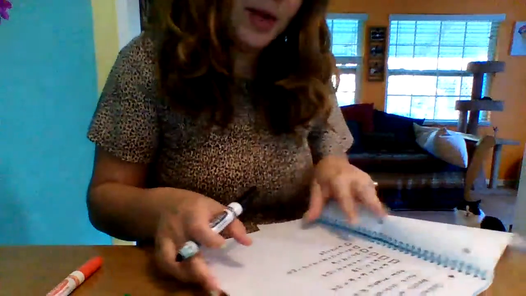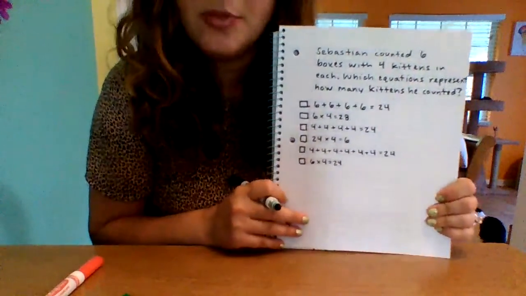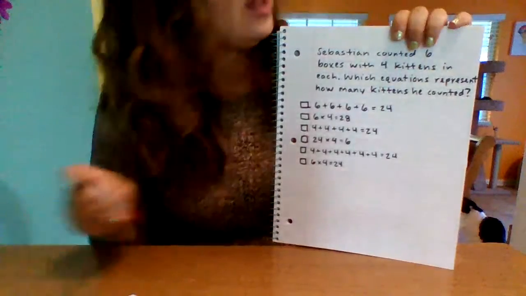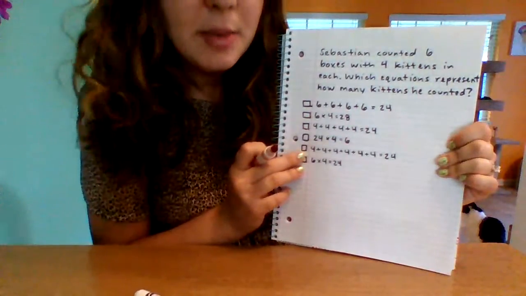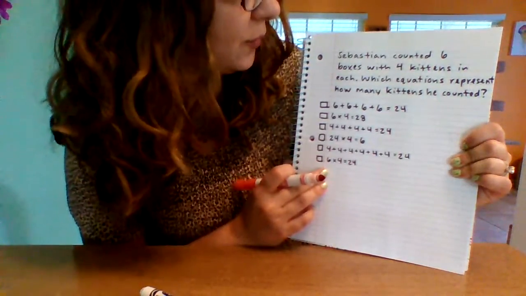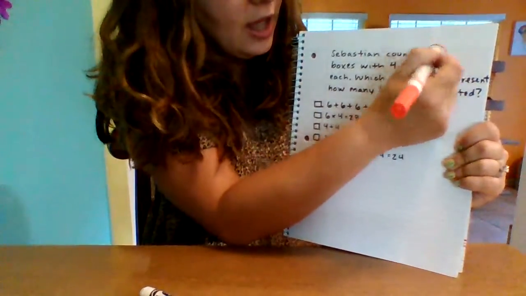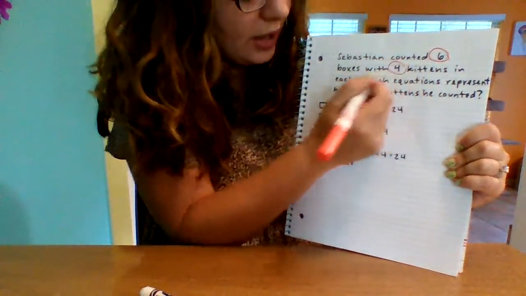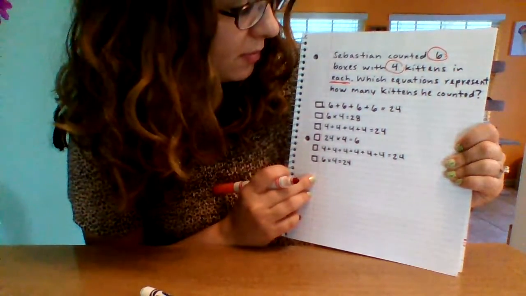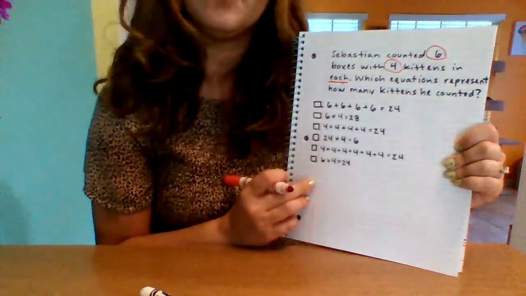Let's check out the last page. So this is a select all problem, or choose more than one problem, right? So it says, Sebastian counted 6 boxes with 4 kittens in each. Oh, can you imagine what that looks like? I can already see the 6 boxes with 4 kittens in each in my mind. Which equations represent how many kittens he counted?